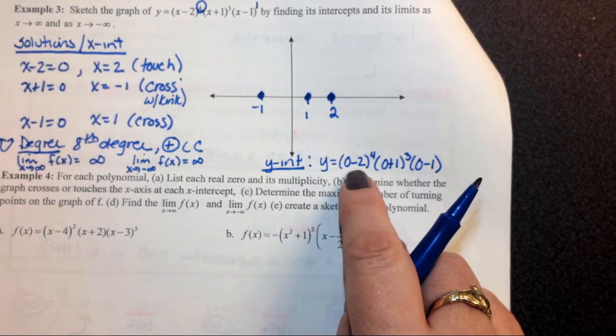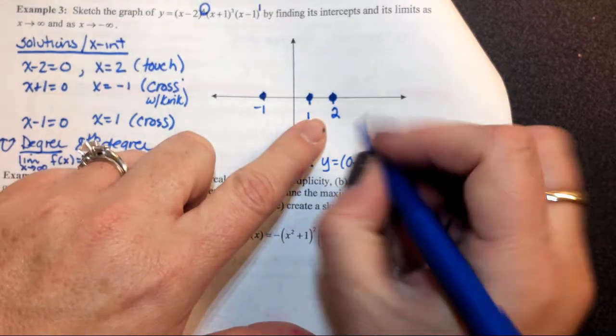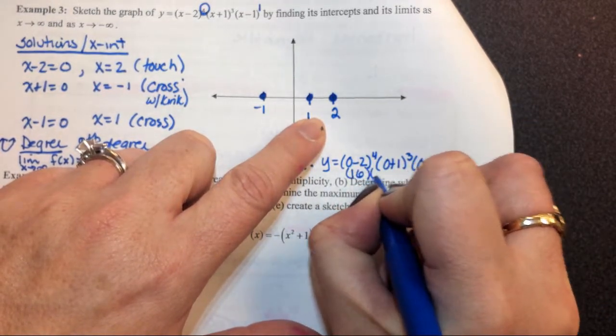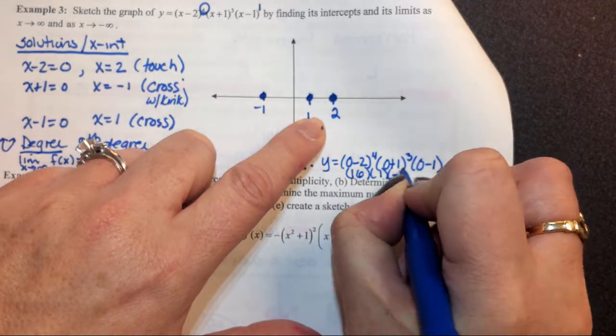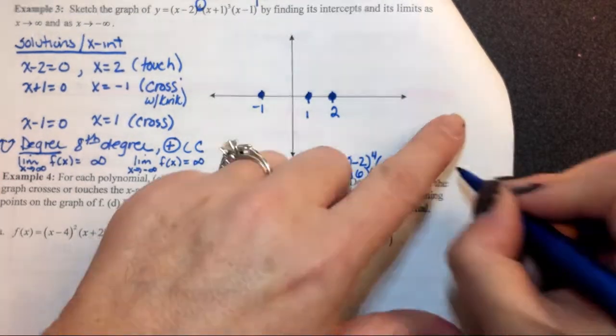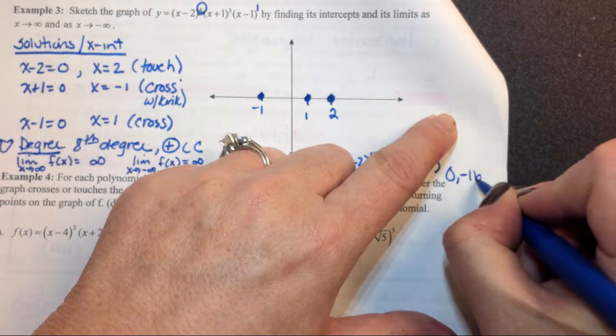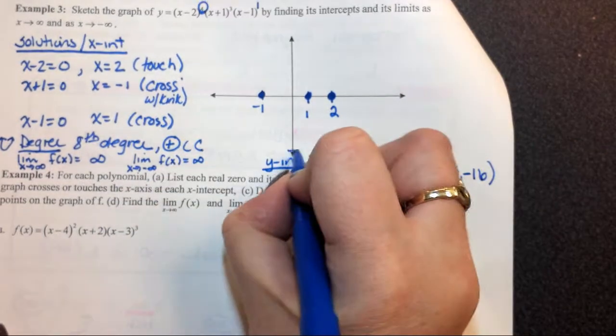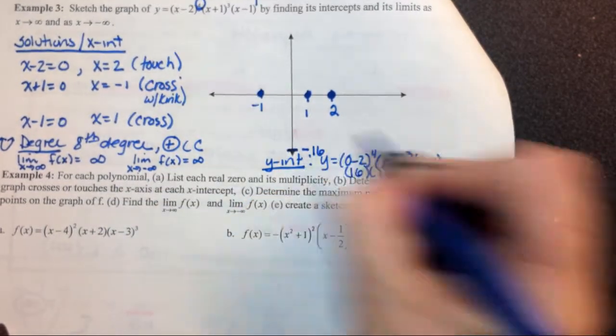Well, it's 2 to the 4th. 2 times 2 is 4, 4 times 2 is 8, 8 times 2 is 16. So this is 16 times 1 times negative 1. So what's the y-intercept going to be? 0 comma what? Negative 16. So again, just put a point way, way down here at negative 16.